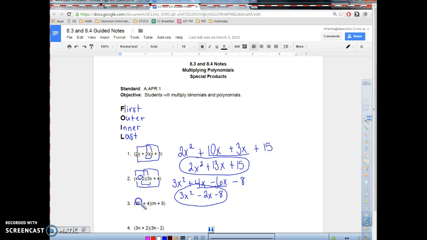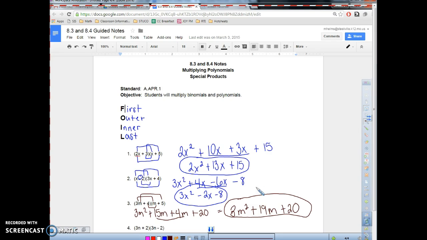Number 3. So first, hopefully you've already paused it and worked your problem, and now you're checking your steps. So 3m times m, you have 3m squared. Then you have your outer, 3m times 5. Then you have your inner, 4m. And then you have your last, 4 times 5. Combine your like terms, which would be the 15 and the 4. And so then, that's it. Hopefully you got the answer correct.